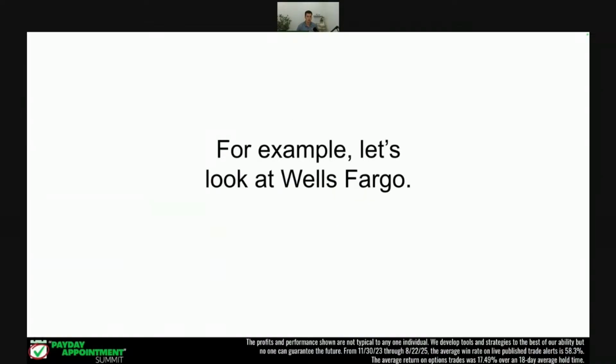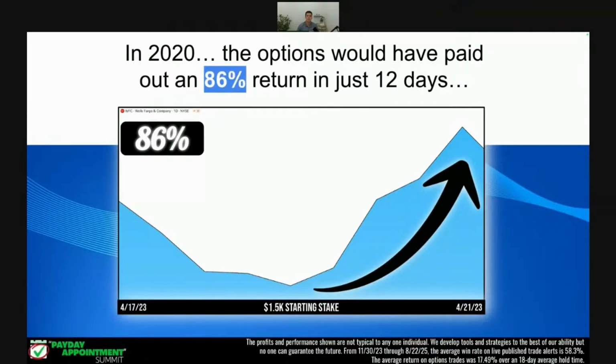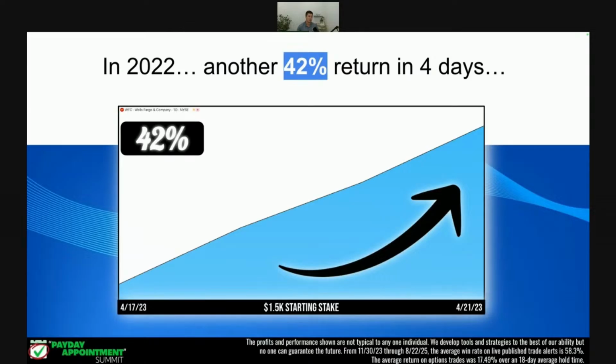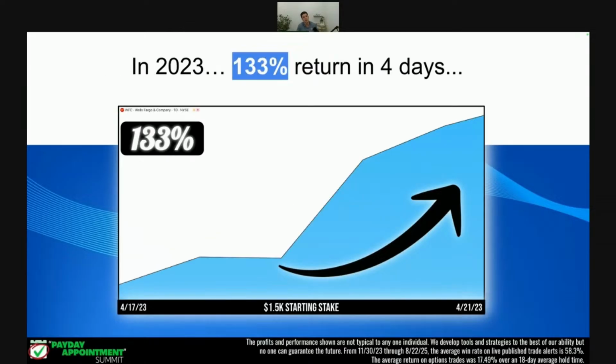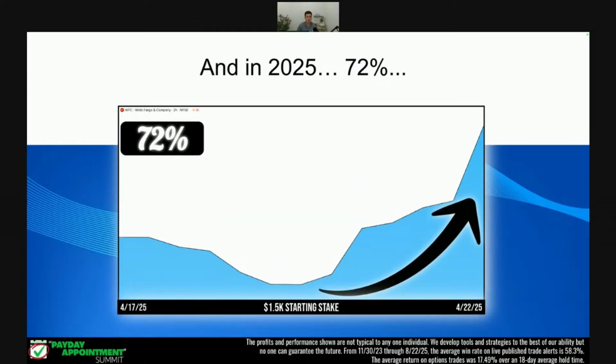For example, let's look at Wells Fargo. Now, most folks don't realize, but the stock has made a sizable move every year on that April 17th payday appointment date. In 2020, the options paid 86% in 12 days. 2021, 42%. 2022, same story, 42% there. And in 2023, 133%. Last year, 105%. And this year, 72% on the options.